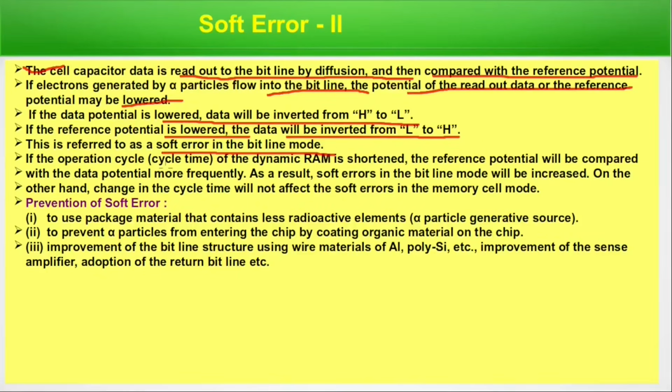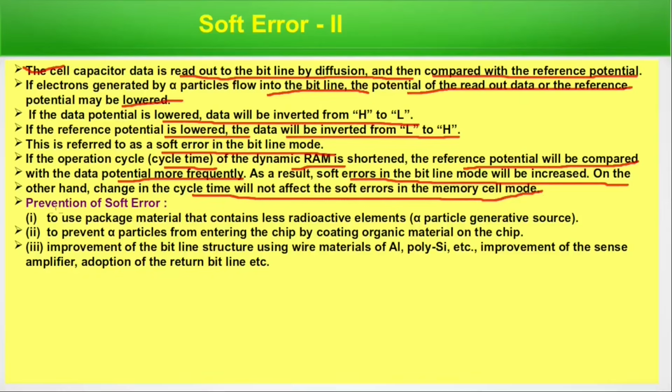If the operation cycle or cycle time of the dynamic RAM is shortened, the reference potential will be compared with the data potential more frequently. As a result, soft errors in bit line mode will be increased. On the other hand, change in the cycle time will not affect the soft errors in memory cell mode. So we can handle it this way.